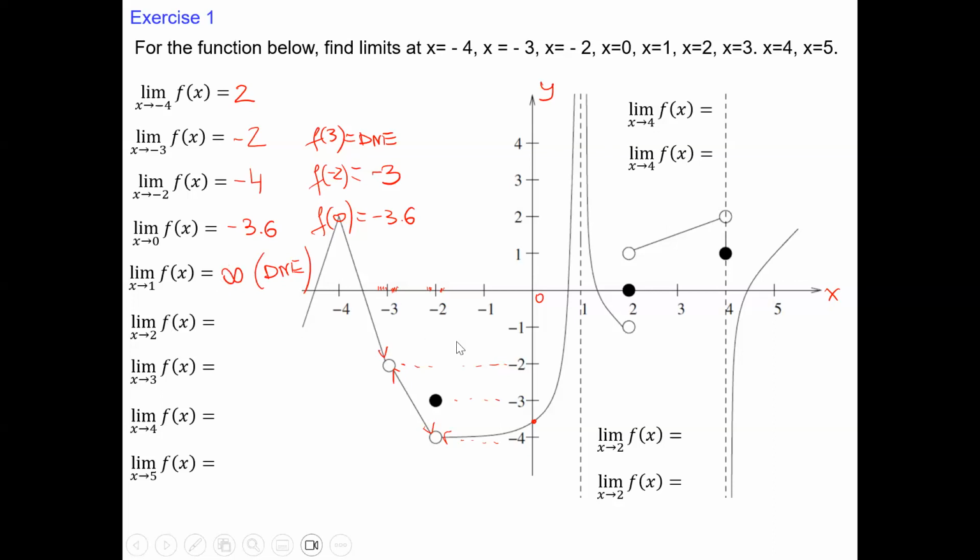Okay, 2. At 2, weird situation. As x is approaching 2 from the left-hand side, the function is approaching that dot. That means on the left-hand side, we do have -1. When x is approaching 2 from the right-hand side, the function, because those are the corresponding values, is approaching that dot at the level 1. Oh, 1, positive, and -1.